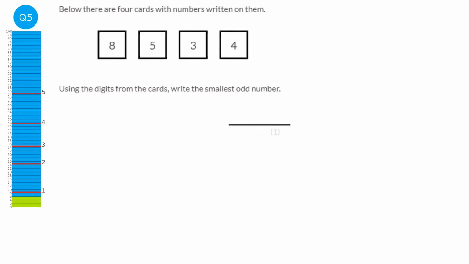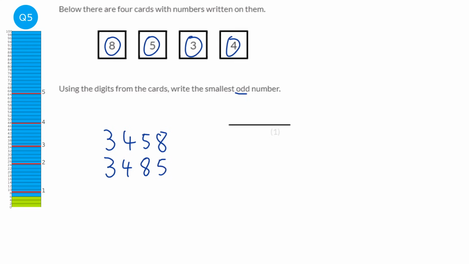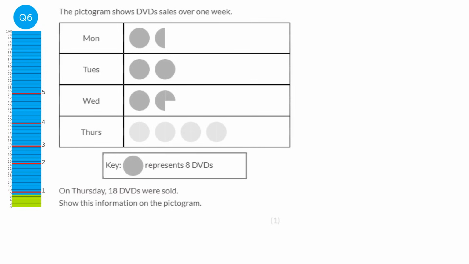For us to create the smallest number, we need to pick the smallest digits at the start of the number. So the smallest digit is 3, then the next smallest digit is 4, next smallest digit is 5, then the next smallest digit is 8. But it wants it to be an odd number, and this is an even number. So we have to move that 8 forward one and have that 5 at the end. So the smallest odd number is 3,485.